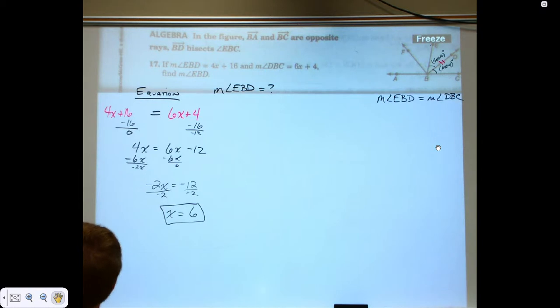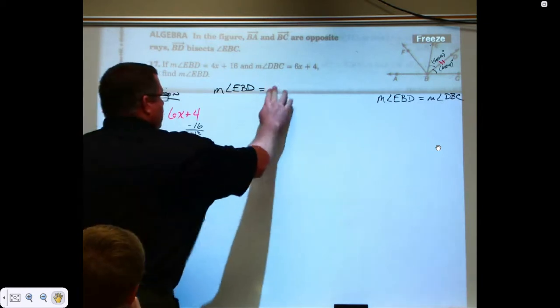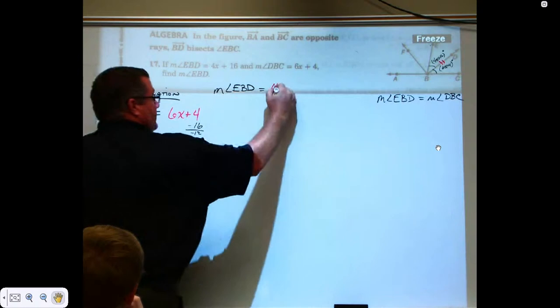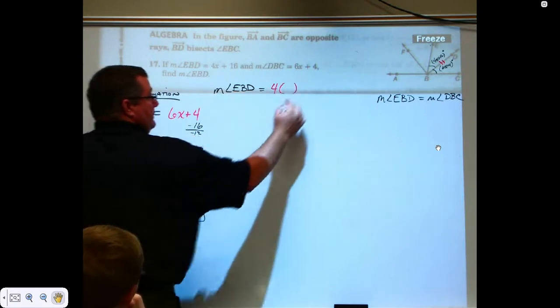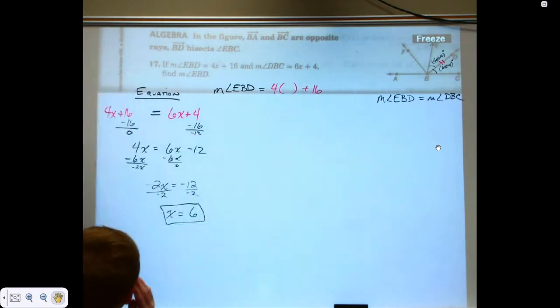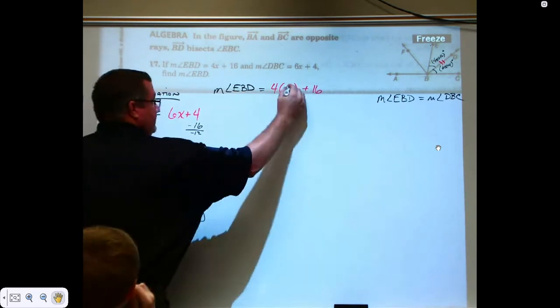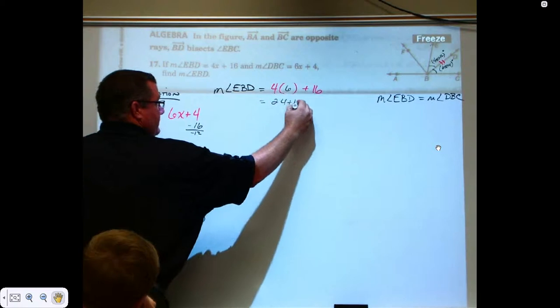So have you done everything right up to this point? Absolutely. But in a way, you didn't miss this problem because of math, you missed it because of reading. You didn't read what they wanted. What do they want here? The measure of angle EBD. And that is, up here, 4 times whatever x is plus 16, correct? What did I find x to be? 6. So I put 6 in here, and this is 24 plus 16.